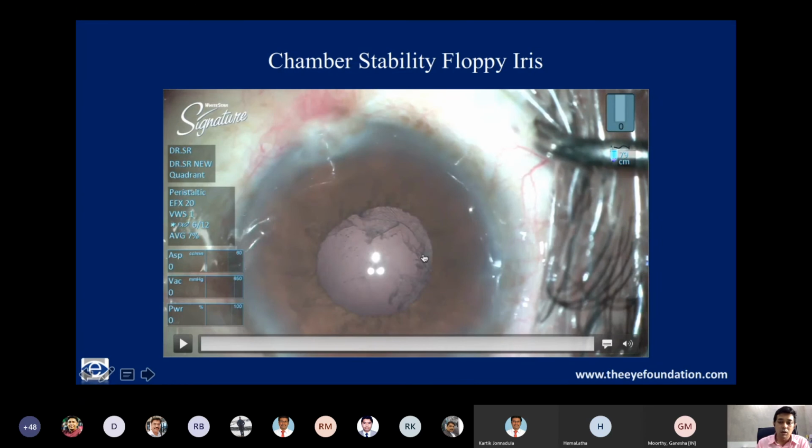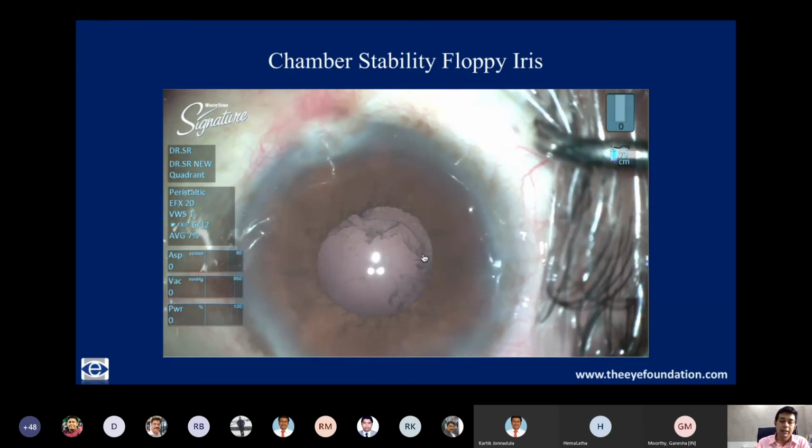Just one point I wanted to highlight is not to push in any viscoelastic, keep the eye soft, and then go ahead. Don't remove the phaco probe unnecessarily. Keep the phaco probe within the eye. Even if you need to push in any viscoelastic, you can always do it from a side port which you're using for your second instrument, and try to complete the phaco in one go. This ensures that the pupil doesn't come down too much and you're able to go ahead with the case without any discomfort.